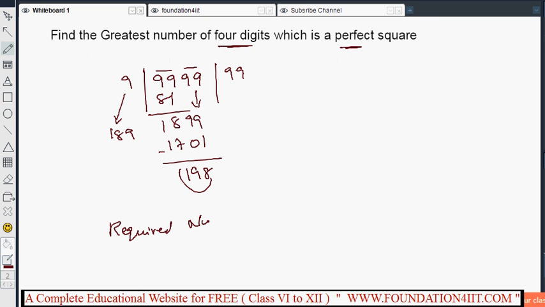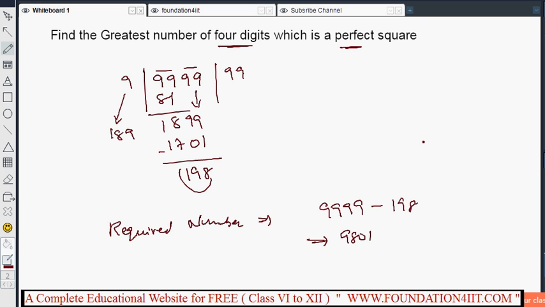So the required number is nothing but 9999. That is not a perfect square, but if I subtract this extra 198 from it, then we'll get the greatest 4 digit perfect square. So if we subtract, that is 9801. Okay, if we do the division method again, we'll get a perfect square. So 9801 is a perfect square which is the greatest 4 digit number.